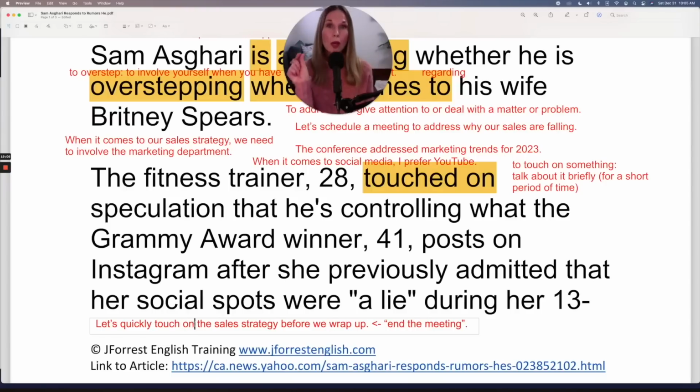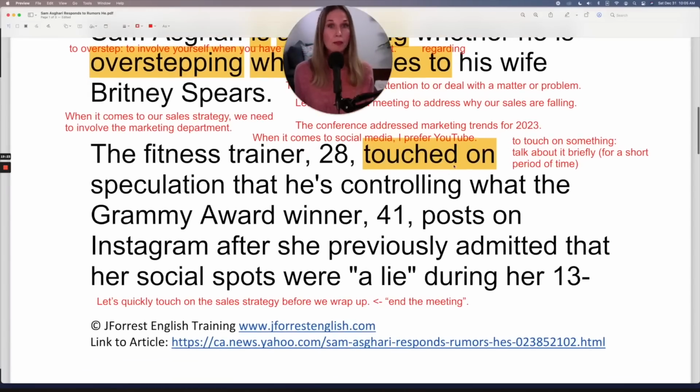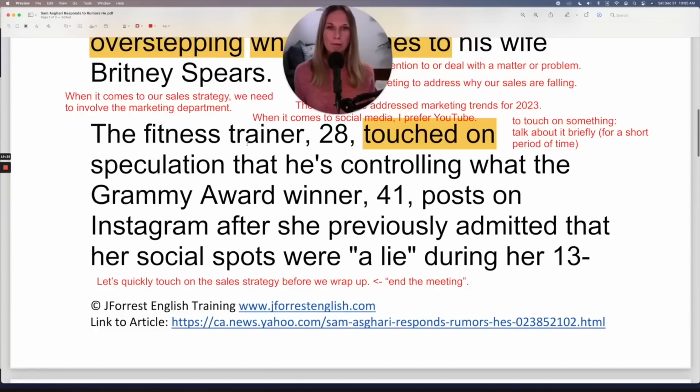So let's quickly touch on. So let's just talk about it briefly. I'm not going to talk about everything. I'm just going to talk about a few areas. So you can do that when you have a big topic and you only want to talk about it a little bit. So that's a very useful phrasal verb.